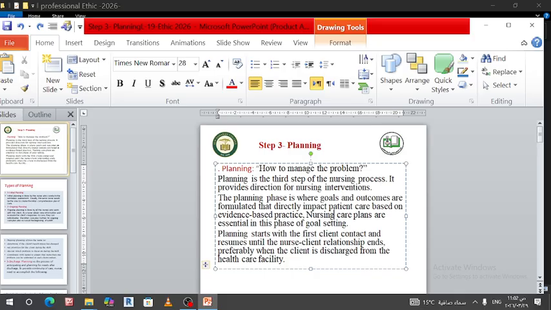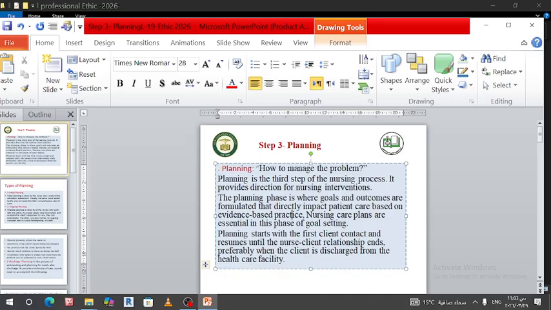Still in the nursing process steps. Step 3 is planning, and planning is how to manage the problem. Planning is the third step of the nursing process. It provides direction for nursing intervention, direction to the nursing action or nursing activities.